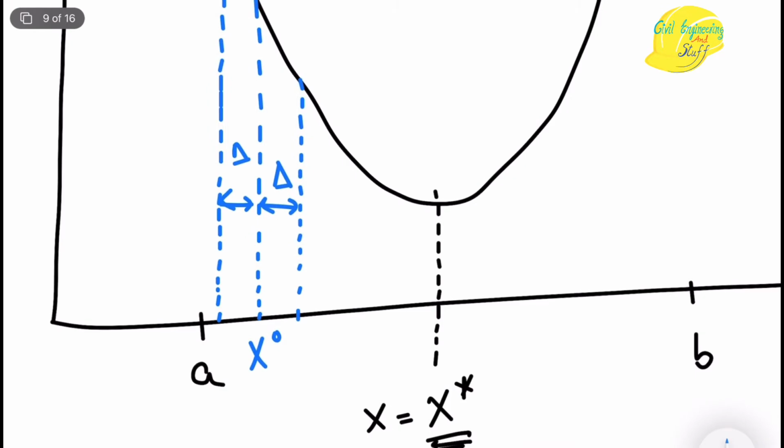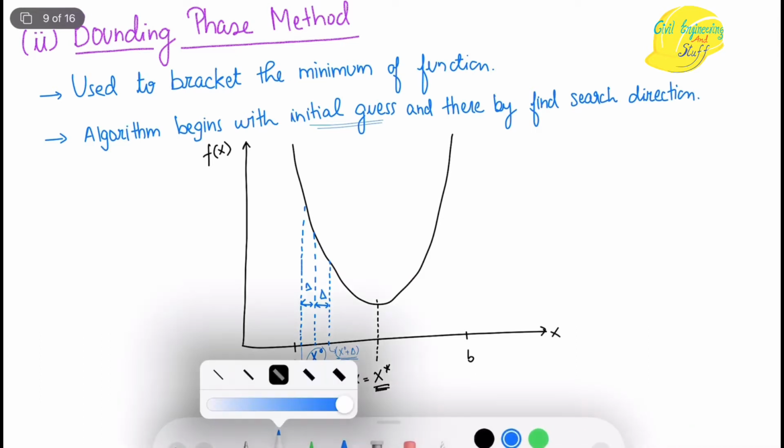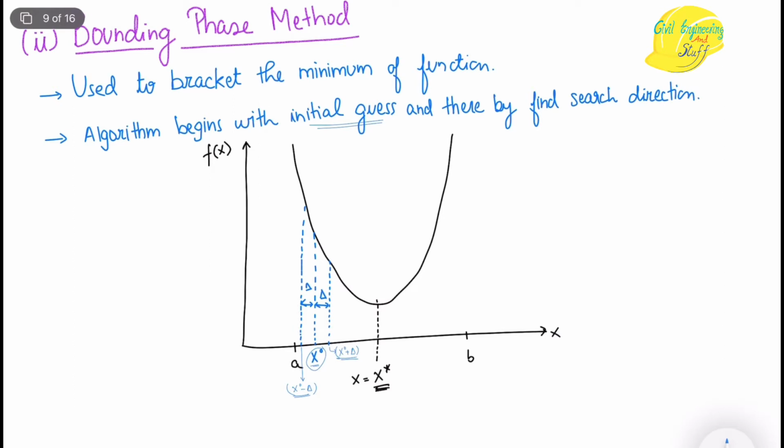Of course, this will be x naught plus delta, and this is x naught minus delta, and this was our first initial guess point, x naught. Then we will find the function values at these points: f of x naught, f of x naught minus delta, and f of x naught plus delta.